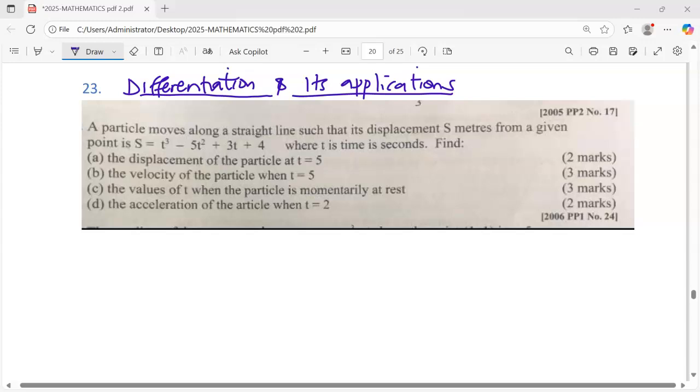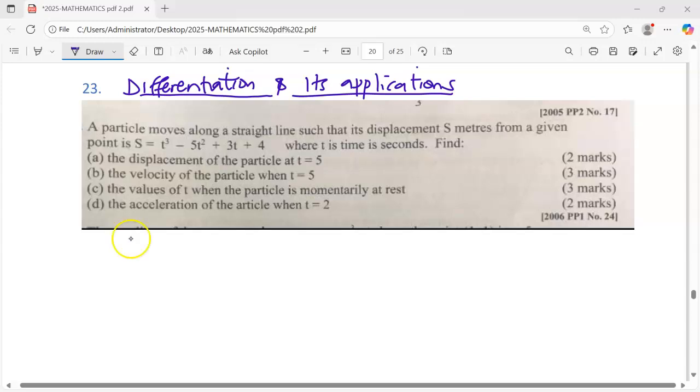This is KCSE 2006 paper 1 question number 24, a question on differentiation and its applications. And the question we have reads: a particle moves along a straight line such that its displacement s meters from a given point is t cubed minus 5t squared plus 3t plus 4, where t is time in seconds. Find part A, the displacement of the particle at t equals 5 seconds.